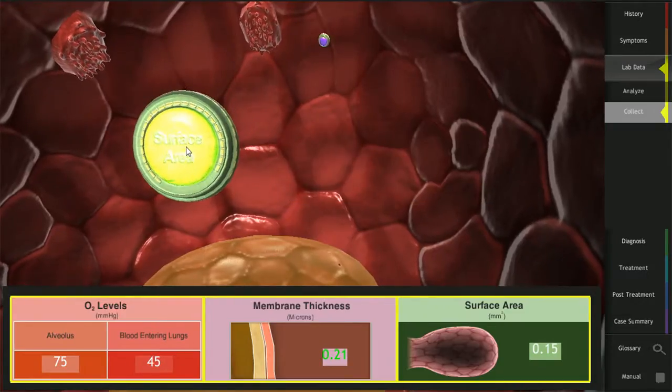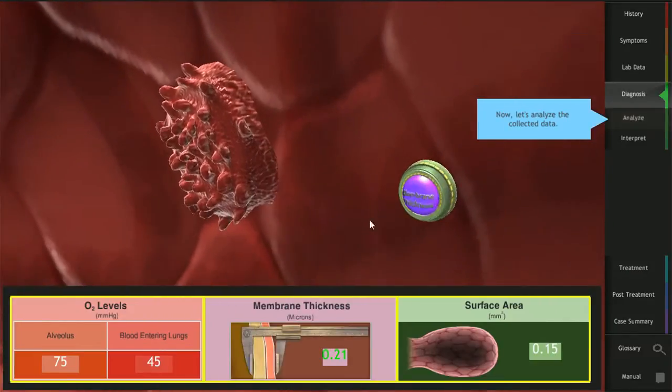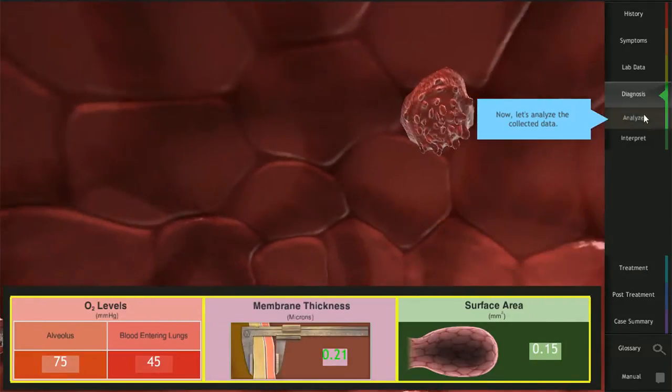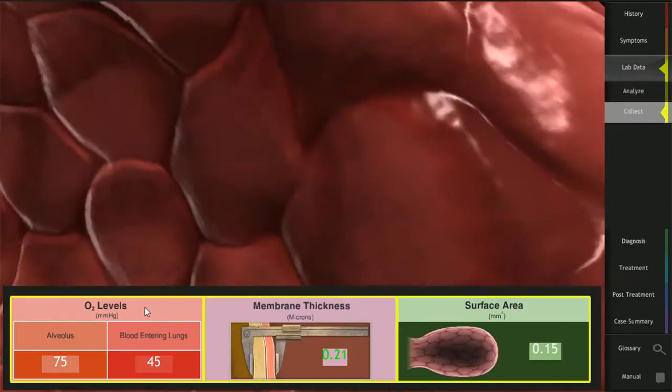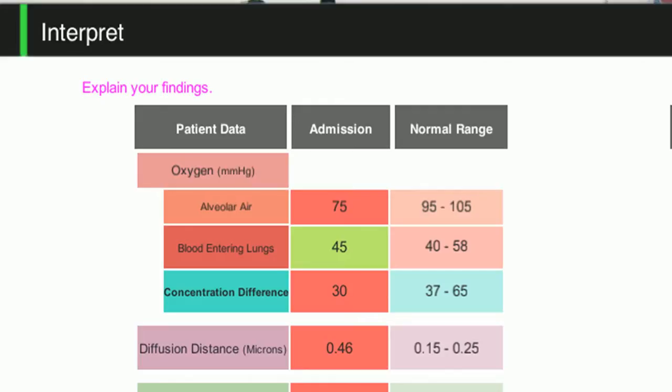After completing the manual, students return to the case study. They first fly into the lung to collect data on the oxygen levels, membrane thickness, and surface area. Then, students analyze that data by comparing it to normal ranges.